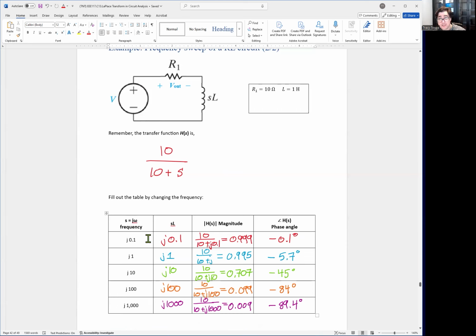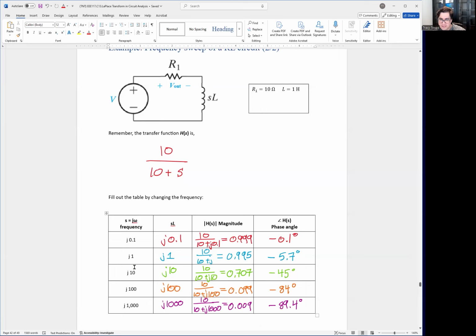We didn't see how much of a change. Let's switch it to J1. So we're going to multiply by 10. Now let's plug in J1. We're going to have 10 divided by 10 plus J1 right here in blue. Let's crunch the numbers. Magnitude 0.995. How much of a change is there? Not really. What about my phase shift? Well, it's going to be negative 5.7 degrees. That's actually a decent amount of change, but overall, it's hard to see that difference on paper.